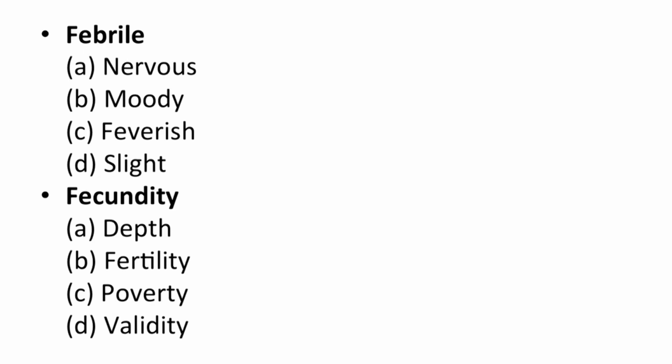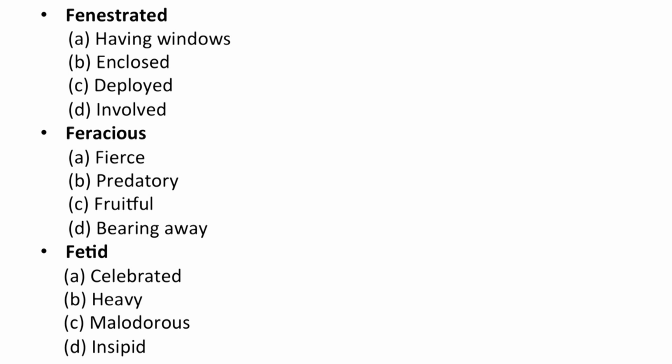Next word, febrile. Choices are A, nervous, B, moody, C, feverish, D, slight. Next, fecundity. A, depth, B, fertility, C, poverty, D, validity. Next word, fenestrated. A, having windows, B, enclosed, C, deployed, D, involved. Next word, ferocious. A, fierce. This is not ferocious. B, predatory. C, fruitful. D, bearing away.